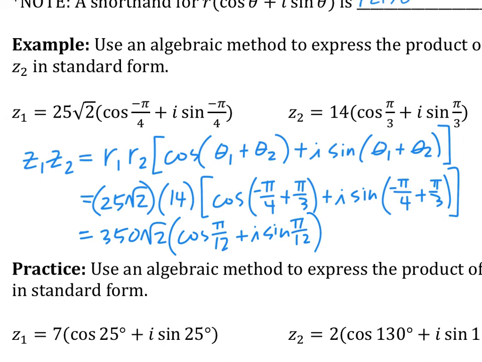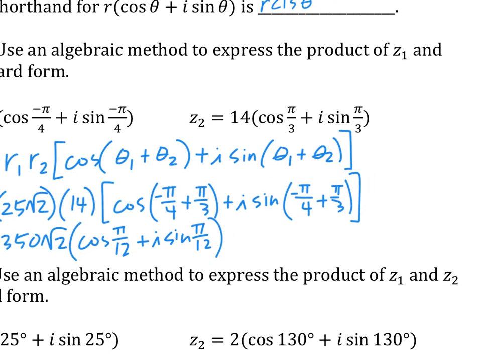No, this is r cis theta, which is the trig form. We need to get it into a plus bi form. Yeah, just multiply the whole thing out.